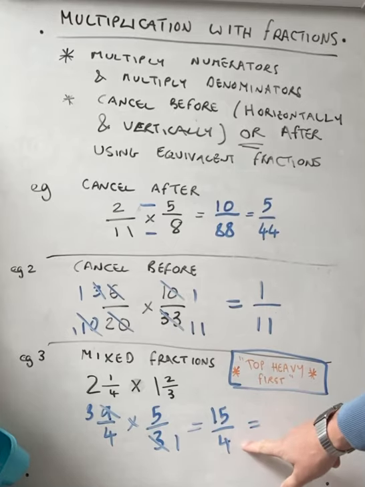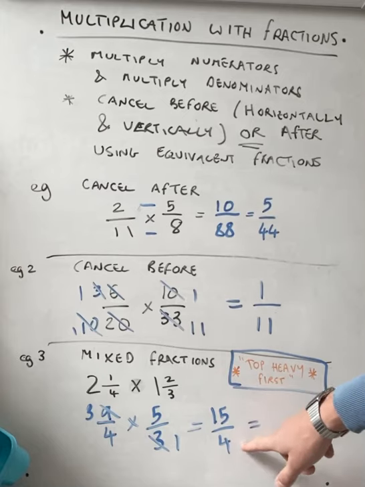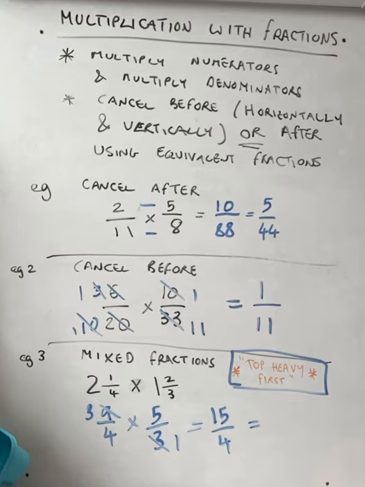We can't simplify it anymore, but we have got a top-heavy fraction. And so what we're going to do is just turn it into a mixed fraction. So 4's in 15. Well, 3 4's are 12 and 4 4's are 16. So it goes in 3 times. And if 3 4's are 12, that leaves us with a remainder of 3. So our answer is 3 3/4.